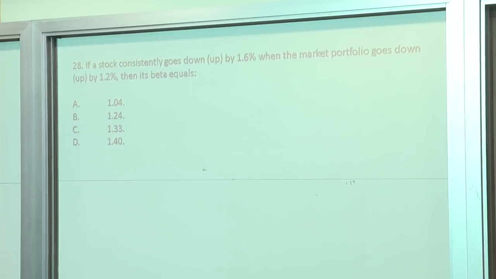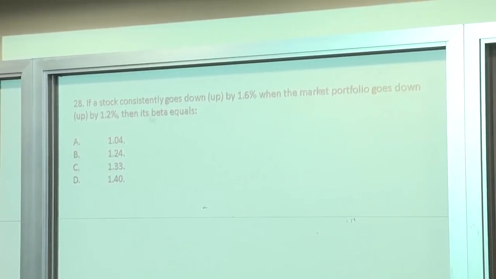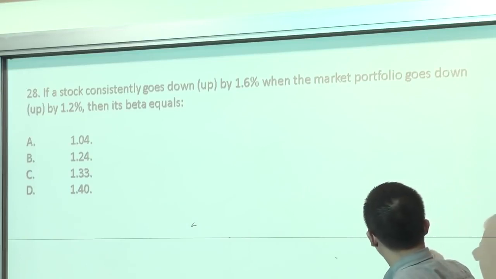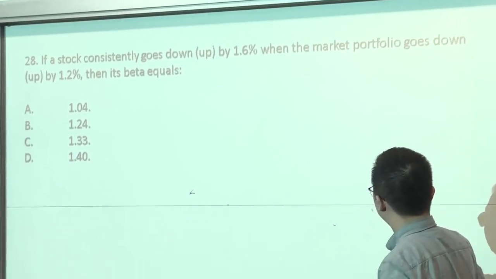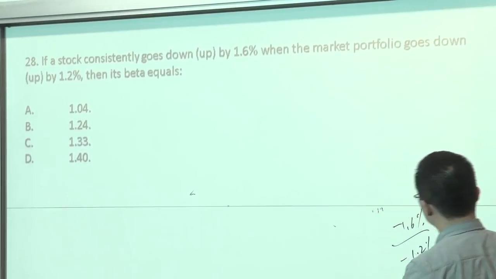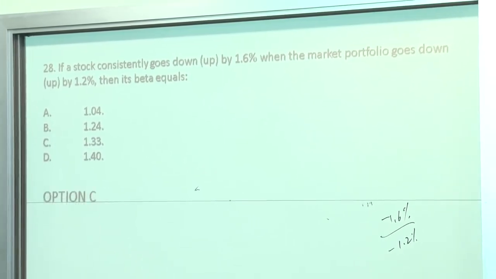If a stock consistently goes down by 1.6% when the market portfolio goes down by 1.2%, then the beta equals negative 1.6% divided by negative 1.2%, right?